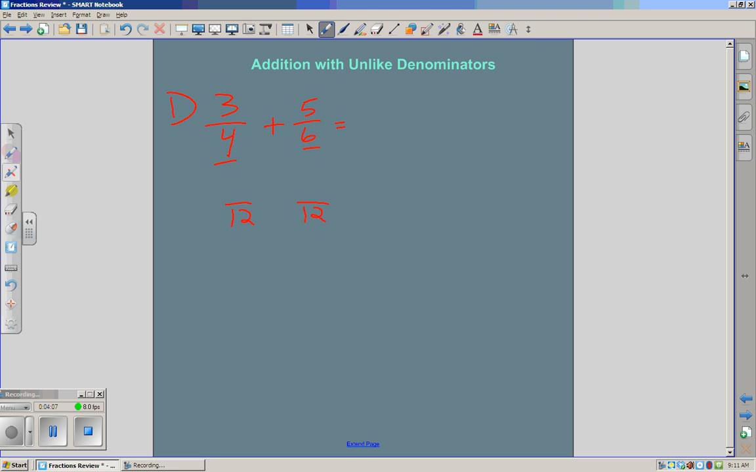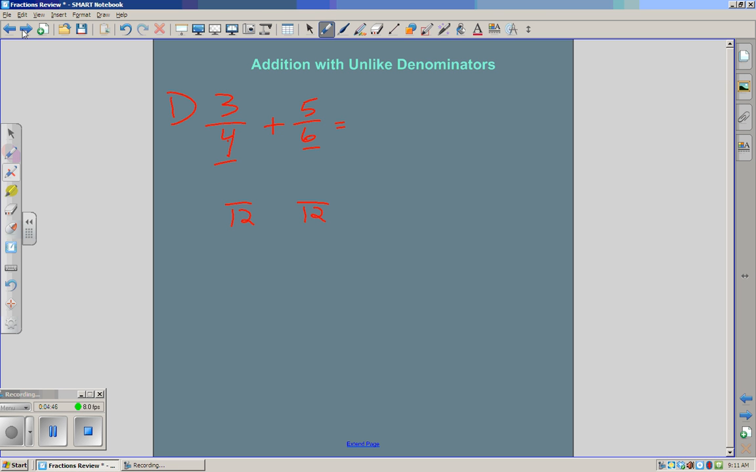If I ever get stuck and I don't know what the common denominator is, I can't think what both of them go into, the easiest thing to do is take the two denominators and multiply them. 4 times 6 is 24. For this problem and any others, you can use either of these for your common denominator. However, it's easiest to use the smallest number because that means you have less reducing at the end. So we are going to use 12 as our common denominator in this problem.